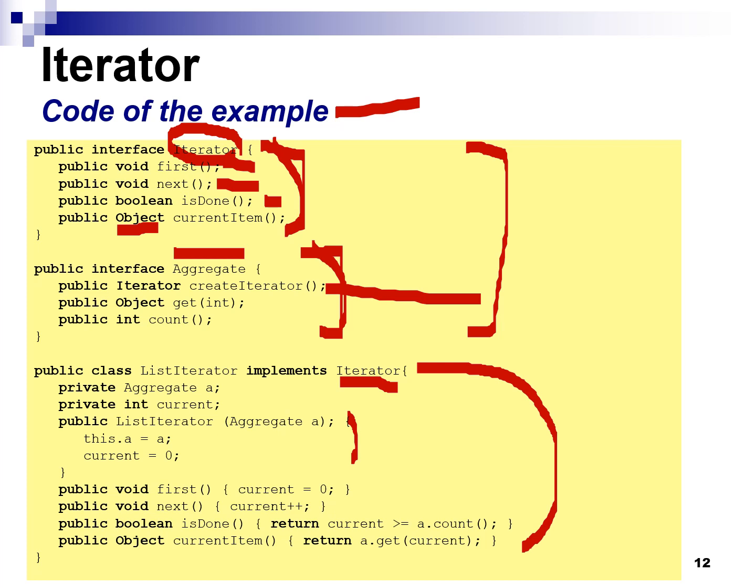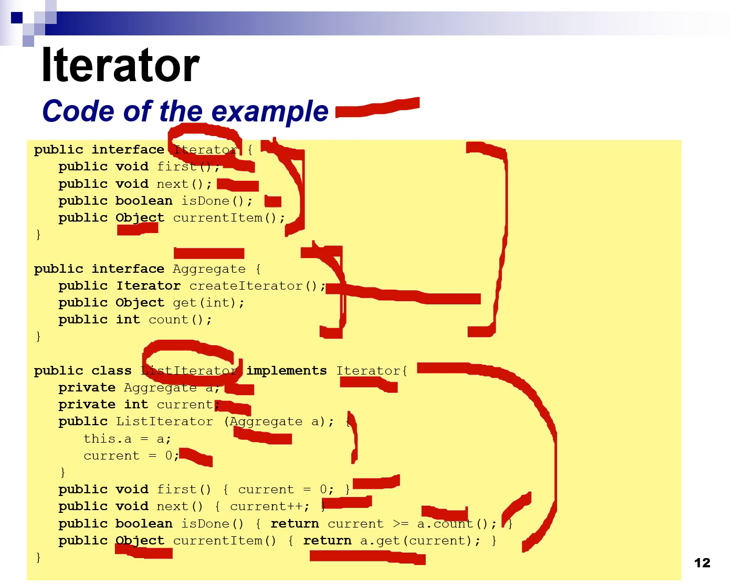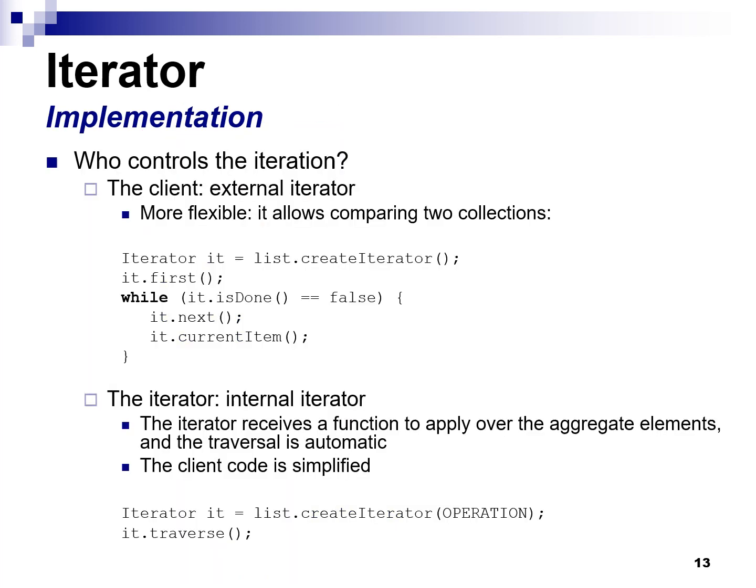and receives the aggregate and stores it, and has an index called current, which is initialized to 0 with first. With next I increase it, and isDone checks that current does not overpass the number of elements in the aggregate, and the current item simply gets the item from the aggregate. Again, here I'm using object. This iterator could be a generic class.